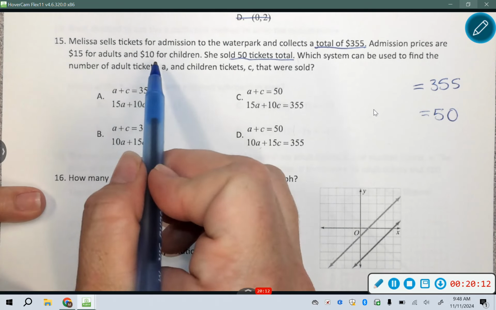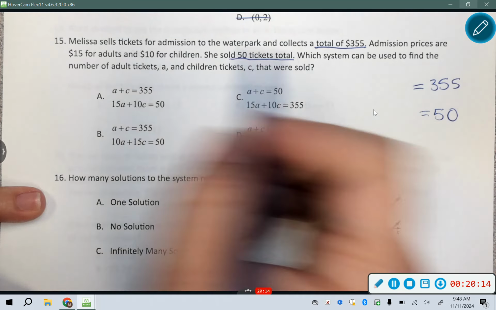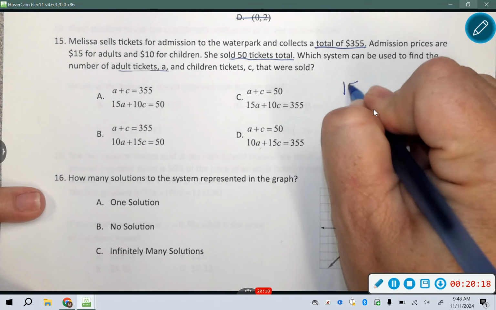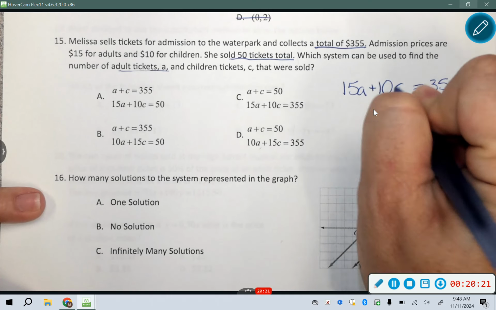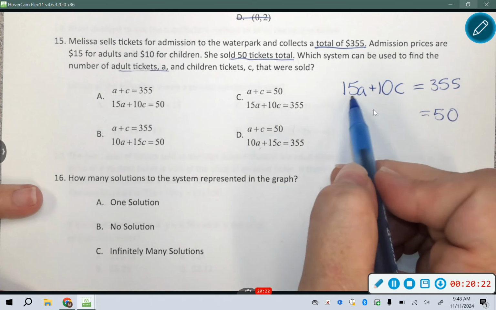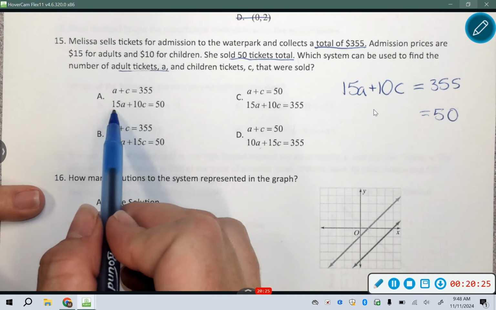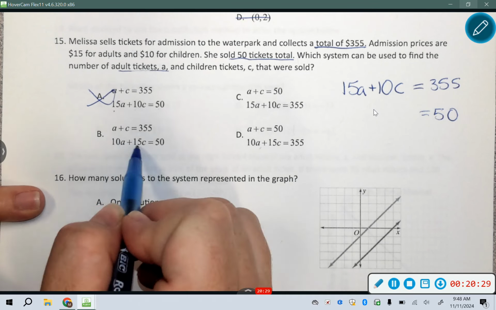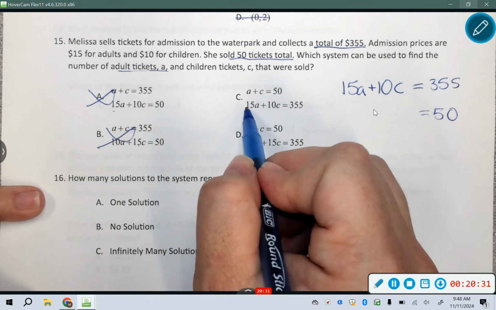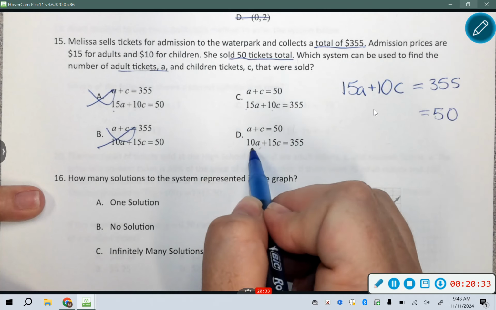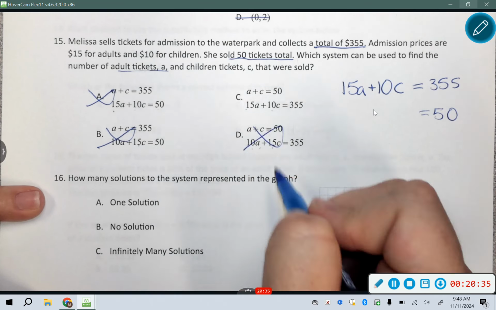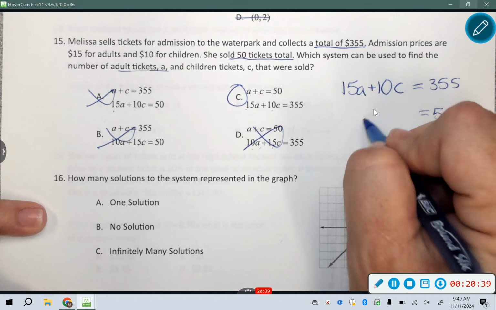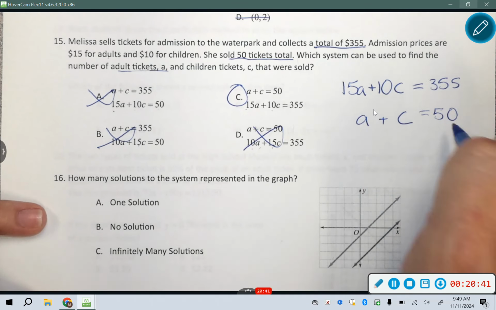So 15 and 10 are money, so they need to go with 355. It was 15 per adult, and we said A for adults, so 15 per adult plus 10 per child. So I know 15A plus 10C equals 355, not this one. This one has 15C, so that one's wrong. Again, wrong. So C is my only answer, and I know that A represents the number of adult tickets plus the number of child tickets is a total of 50.